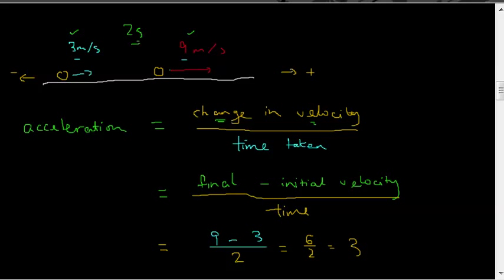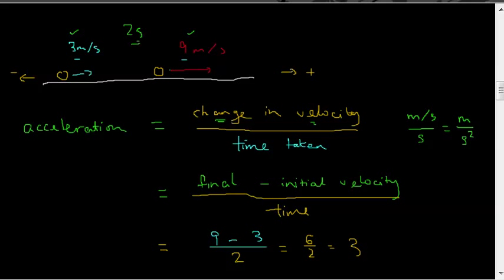That's the acceleration. And we always need units in physics. So how are we going to find out this unit? We can actually work it out. Velocity has the units of meters per second, and it's divided by time taken, which is in seconds. So we have meter per second divided by second, which is meter over second squared.